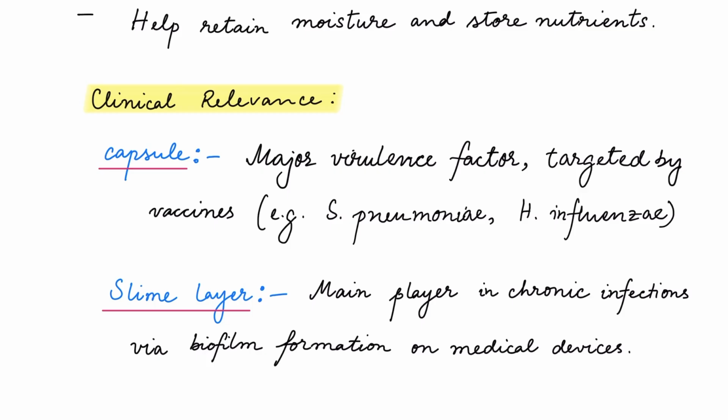Slime layers, in contrast, are important in chronic or device related infections. They enable bacteria to form biofilms on catheters, prosthetic valves, and implants, leading to persistent infections that are hard to treat with antibiotics because the slime layer protects the bacteria from both the host immune system and also from the drugs.